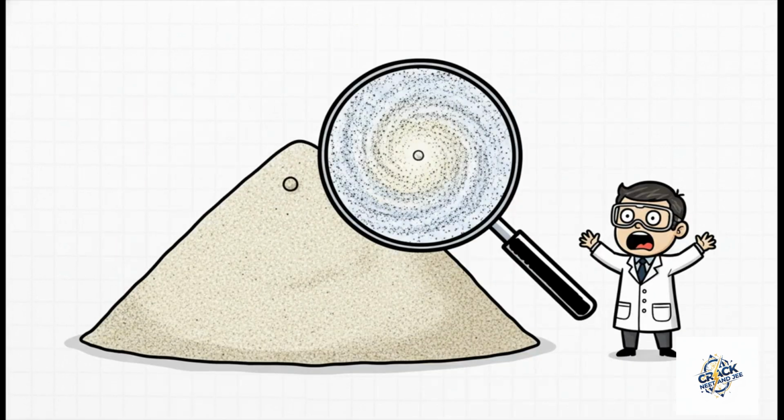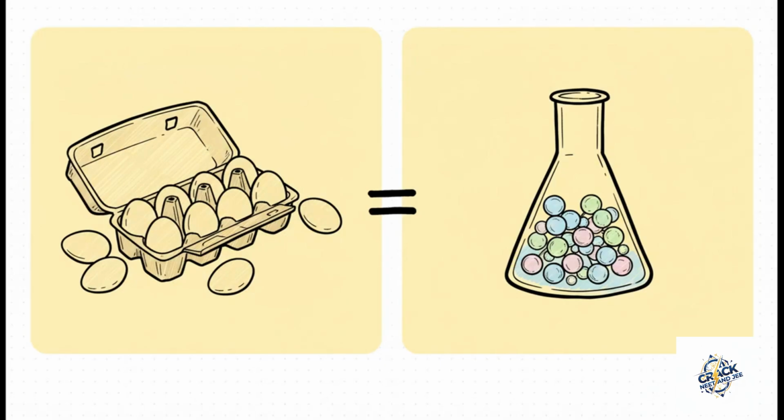I mean, just stop and think about that for a second. There are more atoms in one little grain of sand than there are grains of sand on every beach on the entire planet. Counting them one by one? Yeah, that's not going to happen. So chemists needed a clever workaround. They needed a shortcut. And that brilliant shortcut is something called the mole.